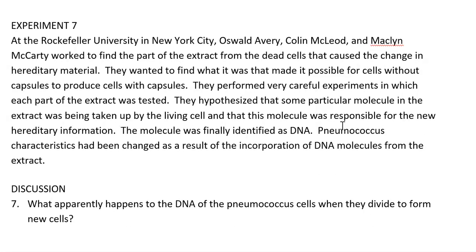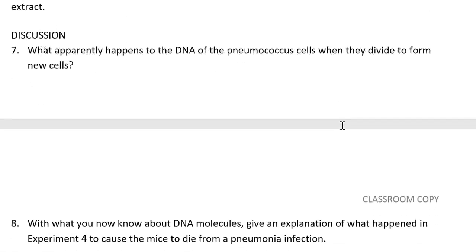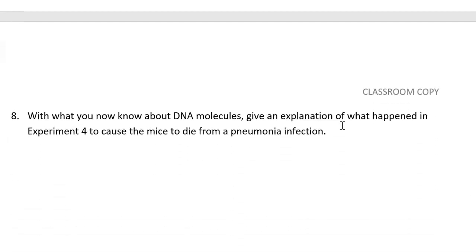So number 7: what apparently happens to the DNA of the pneumococcus cells when they divide to form new cells? We kind of talked about this already. Once the parent cells got the new DNA and their DNA changed, they were able to pass that down to their offspring. And when they divide to form new cells, the offspring were able to produce these capsules as well. Alright, so if you didn't change anything so far, this is definitely what you want to have, because there could be test questions on this. So definitely make sure to have the answers for number 8 here, because this is the whole summary and what I wanted you guys to get from this experiment.